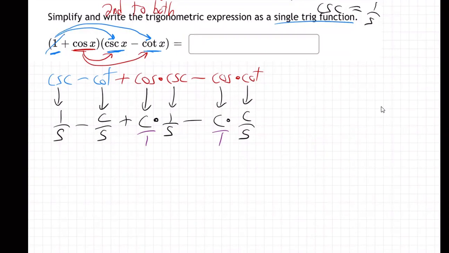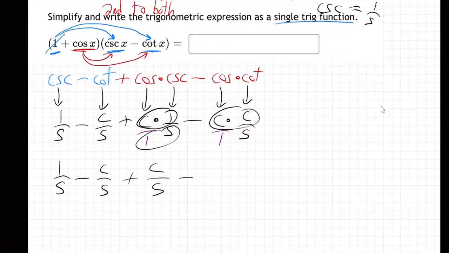So what do we have now? We have 1 over sine minus cosine over sine plus, this is cosine times 1, cosine over sine times 1, sine, minus cosine times cosine, cosine squared over 1 times sine, sine. Good to there?